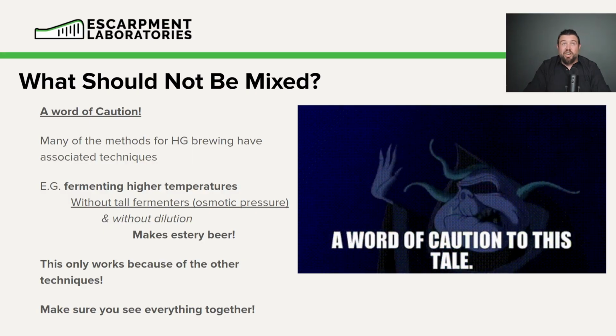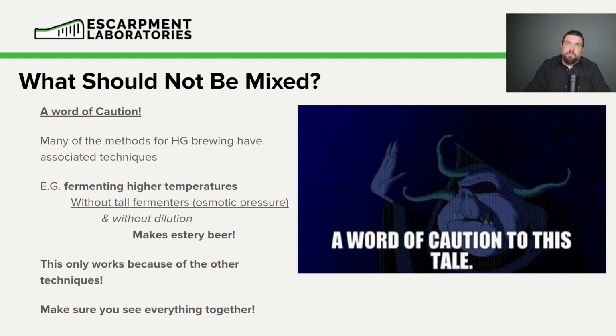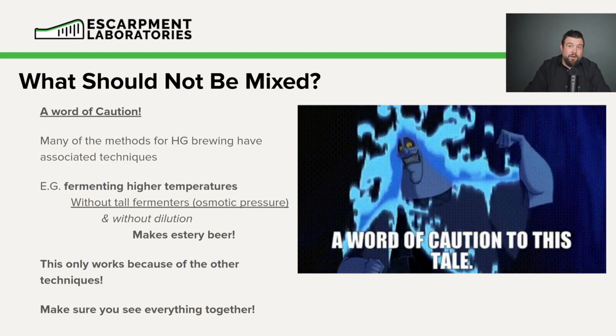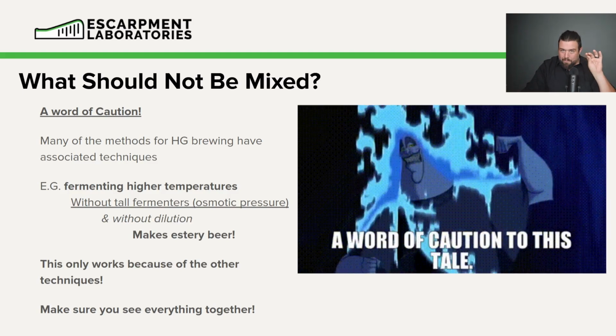There are some of these methods that, if you don't have the associated tech with them, won't go well. In general, if you don't have the tech associated with high gravity brewing methods, you might have a bad time. A little example, if we ferment at higher temperatures, without taller fermenters, so no osmotic pressure, without dilution, so no 1/3 of water being added to the beer, you're going to have an estery beer, period. There's almost no way around it. This only works for high gravity brewing guys because of the other techniques and technologies they have available to them. Really make sure you see everything in aggregate, everything together as a whole, not just take one piece of this information out individually. You have to see how everything works together.